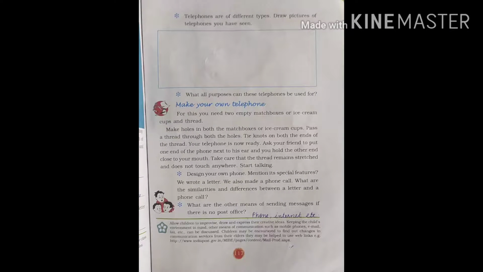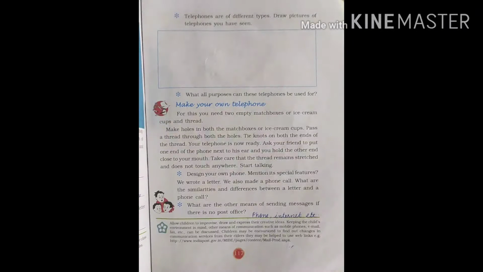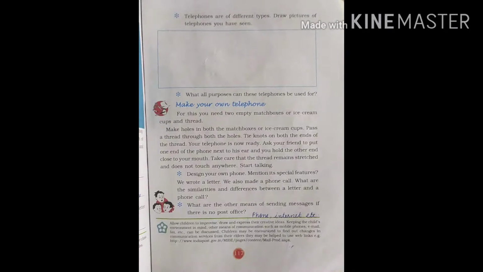Telephones are of different types. Draw pictures of telephones you have seen. Make your own telephone. For this, you need 2 empty matchboxes or ice cream cups and thread. Make holes in both the matchboxes or ice cream cups. Pass a thread through both the holes. Tie knots on both the ends of the thread. Your telephone is now ready. Ask your friend to put one end of the phone next to his ear and you hold the other end close to your mouth. Take care that the thread remains stretched and does not touch anywhere.